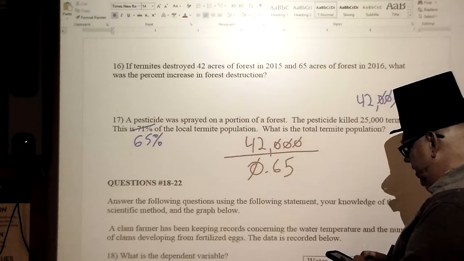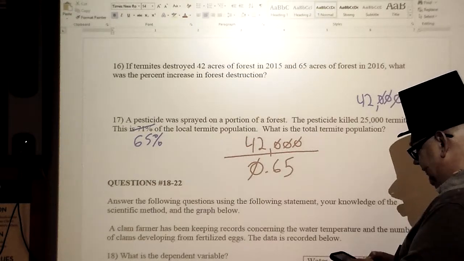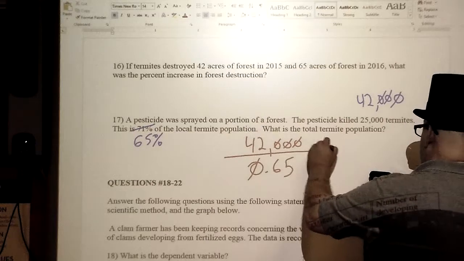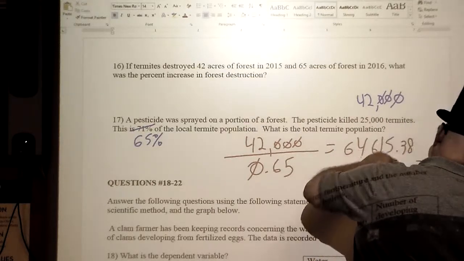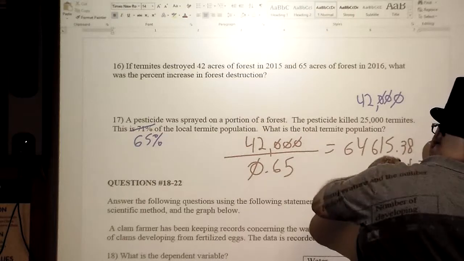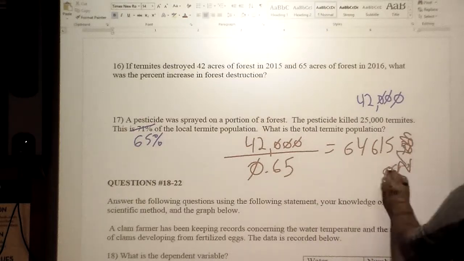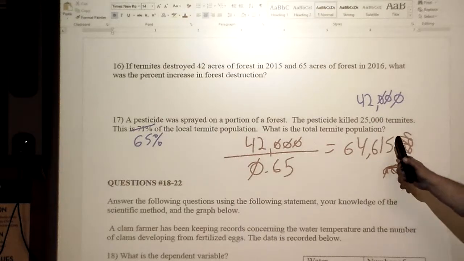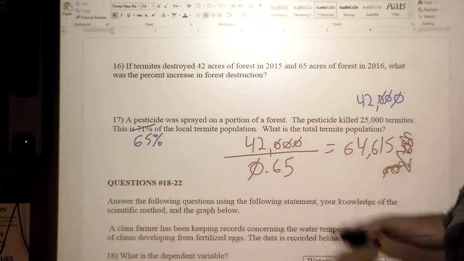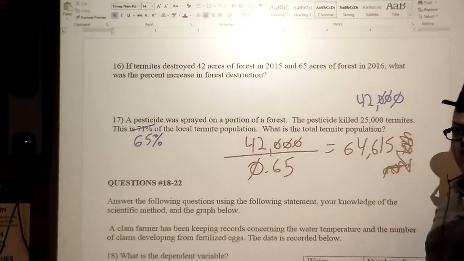42,000 divided by 0.65 equals, and I walk away with 64,615.38. We're going to round down here to 64,615 termite population. That's the total termite population. 42,000 happens to be 65%.